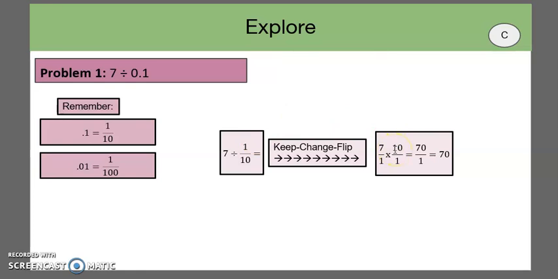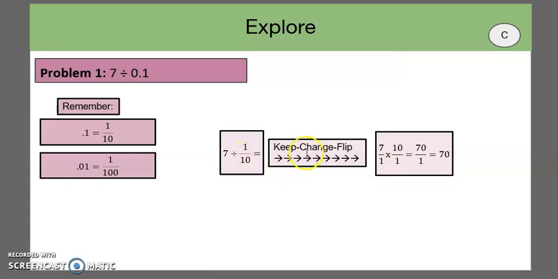So the first thing that we're going to do is 7. We're going to keep 7 by itself. And notice how here I just put it over 1, because since we have a fraction, we want to line up our numerators and our denominators when we're multiplying across. So 7, we're going to keep it and add a 1.